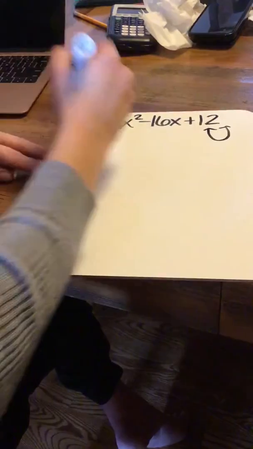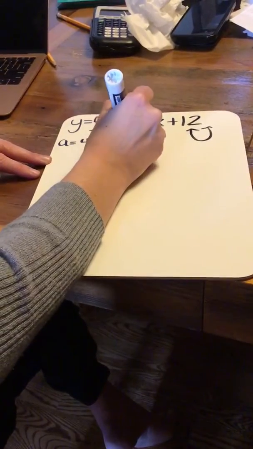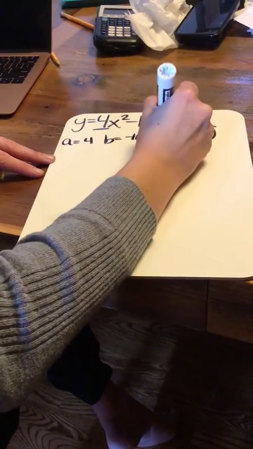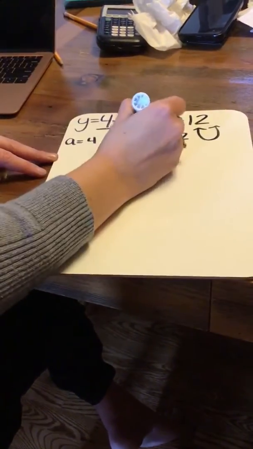Then you have to write out your a, b, and c. So a is 4, b is negative 16, and c is 12. Okay, so I'm just pulling those numbers from that formula, ax squared plus bx plus c.